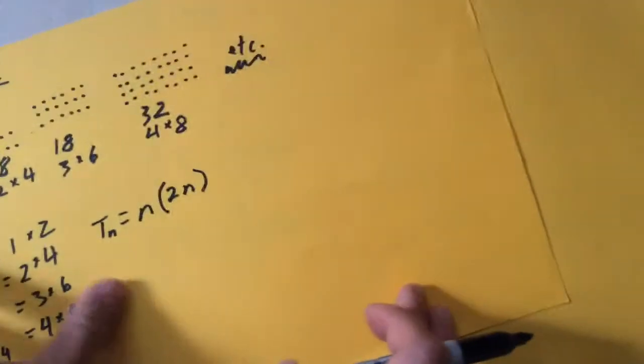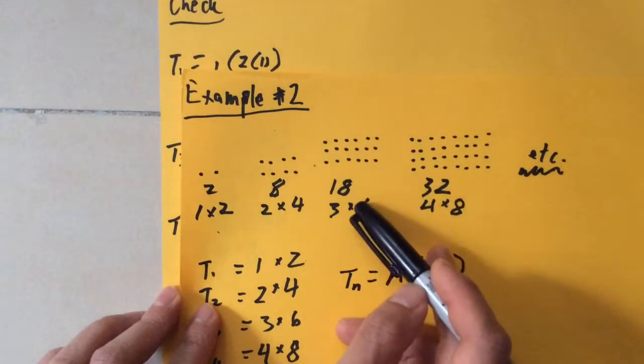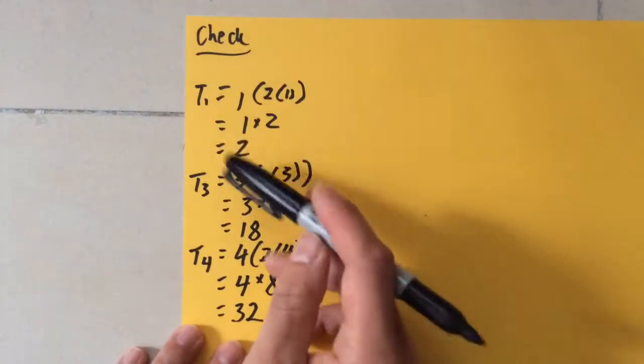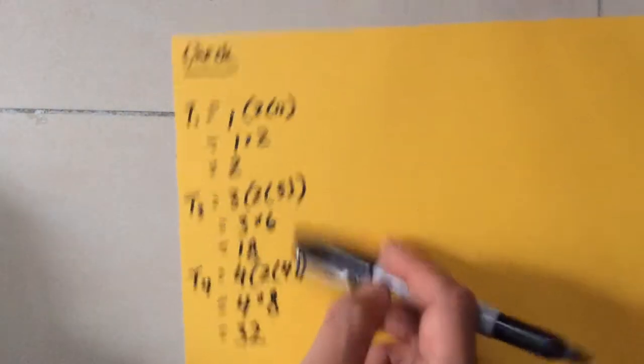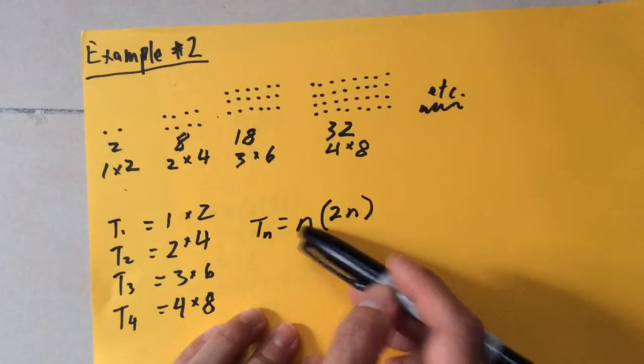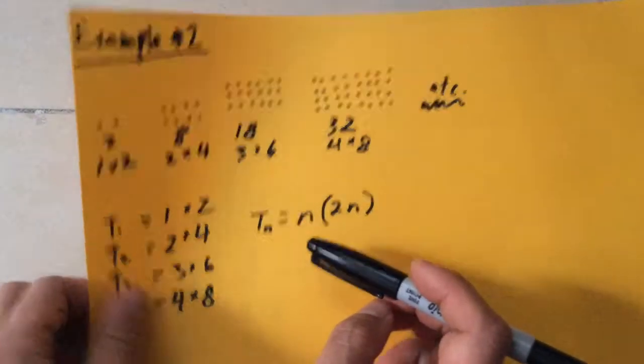So you can look back at the diagram. We know that T1 is equal to 2, T3 is equal to 18, and T4 is equal to 32. So through verification, we know that the general formula for the sequence is Tn equals n times 2n.